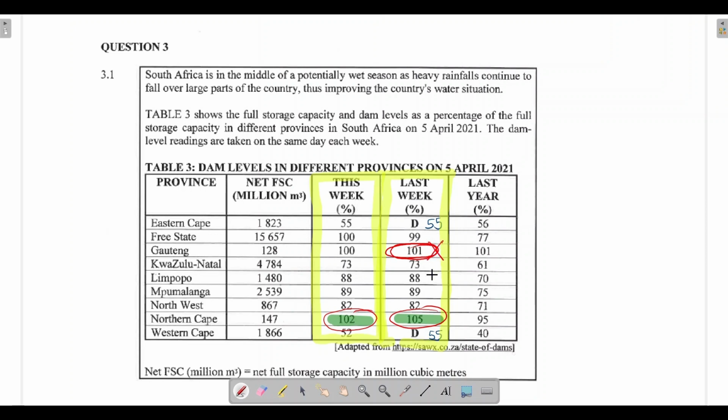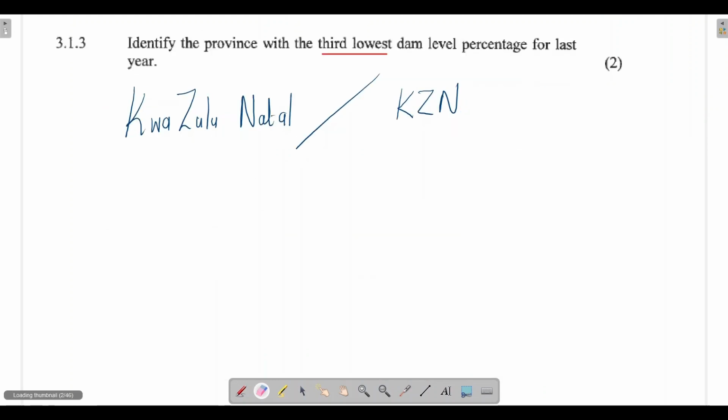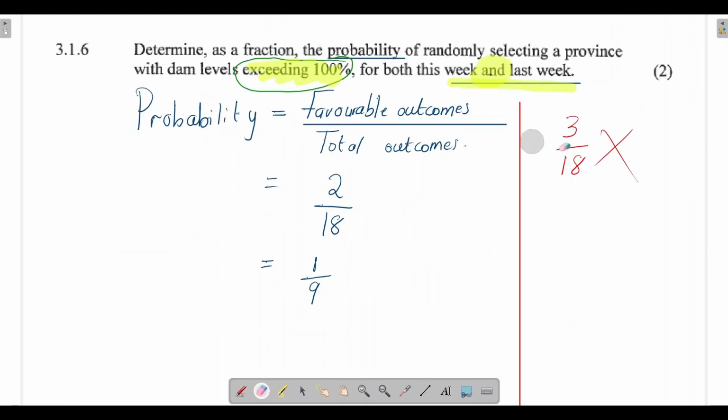But this is wrong, because what do we realize about Gauteng? We realize that for this week, that value does not exceed 100%. And our information stipulates that it needs to exceed 100% for both this week and last week. So because both of them are not exceeding 100%, we cannot take that 101 into consideration. If you do 3 over 18, your answer is going to be wrong, because that is not how you're supposed to do it. I hope I clarified that and you're aware of this mistake.